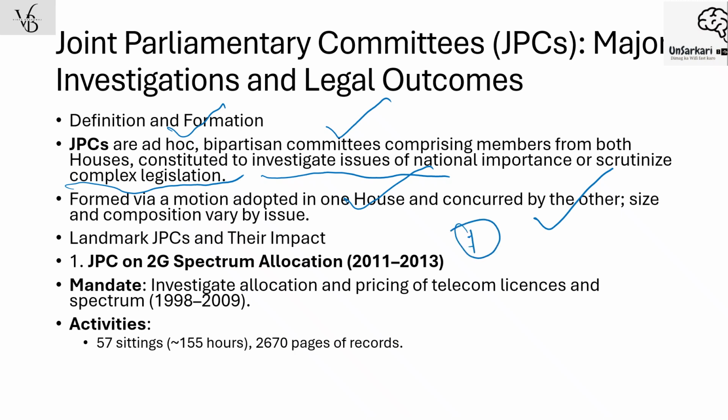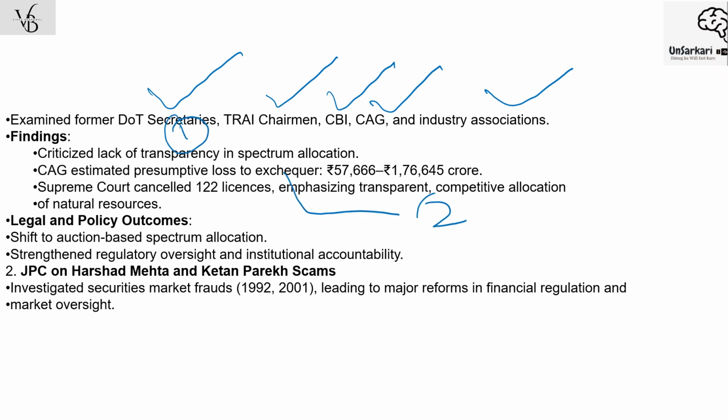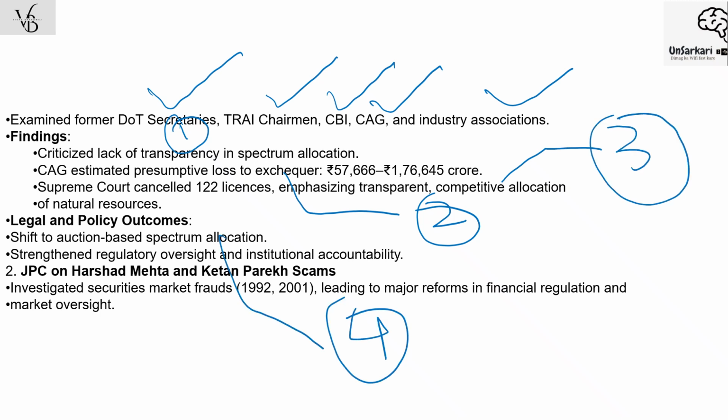The mandate was to investigate the allocation and pricing of telecom licenses and spectrum between 1998 and 2009. It had more than 57 sittings, more than 155 hours of discussion, and more than 2,500 pages of records. It examined former DOT secretaries, the TRAI chairman, CBI, CAG, and industry associations. Findings: lack of transparency and presumptive loss to the exchequer. The Supreme Court cancelled the licenses and asked for competitive allocation. This led to a shift to auction-based spectrum allocation, strengthening oversight and constitutional accountability.